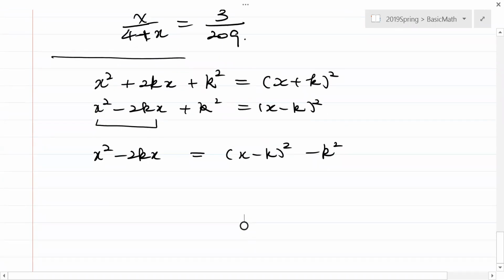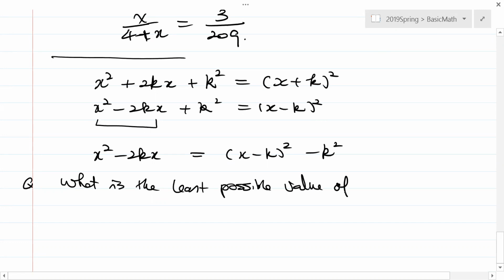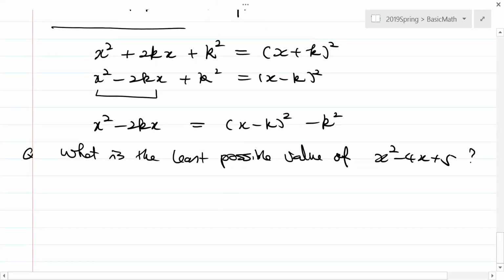All right, now I have a question. What is the least possible value of x squared minus 4x plus 5? x is an arbitrary real number. You cannot make it very small.